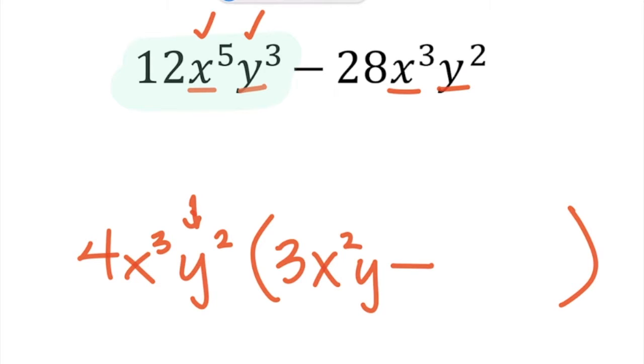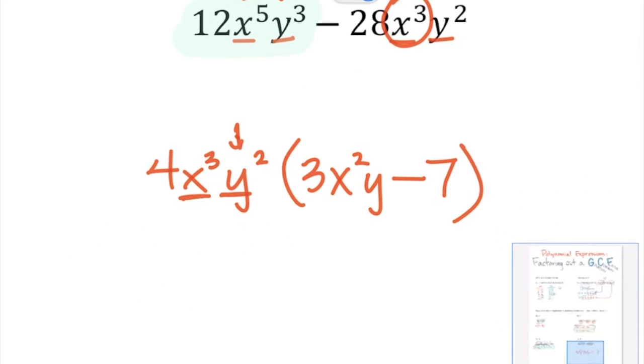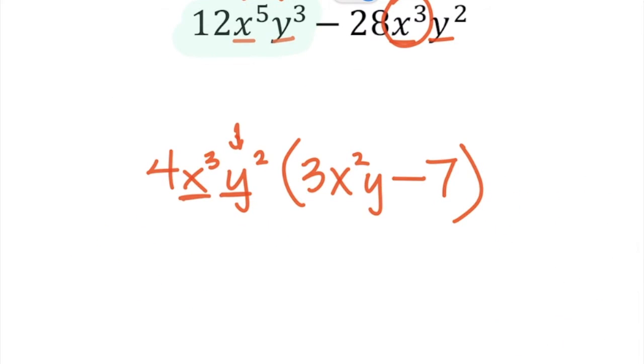And then if we go to that second one, it's a 4 times what to give you negative 28, and it would be a 4 times negative 7. And then we want an x to the third, which we've already got right here, so it would just be a 1. X to the third times 1 is x to the third. And again, the same thing, y squared times 1 is y squared. So our second term in that binomial factor is a minus 7.